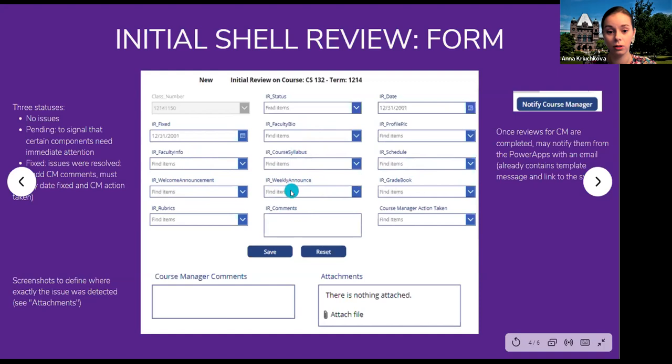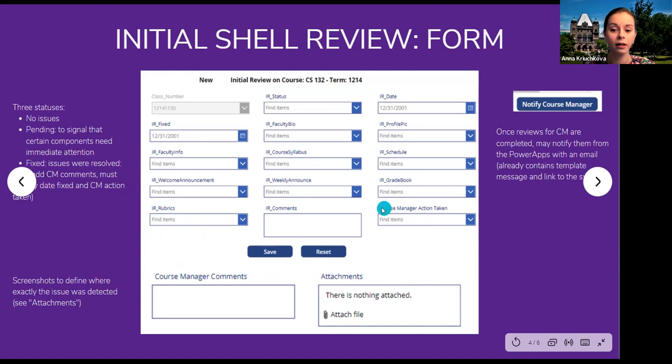Course syllabus, schedule, welcome announcement, weekly announcements. There's an option to identify that certain templates are visible, and in the comments, the person in charge of review can specify which templates exactly need to be hidden from the student view. Grade book, either a standard or incorrect number of points, and also rubrics. Predominantly, this type of issues is taken care of long before the course shell is deployed. So we just automatically mark it at standard.